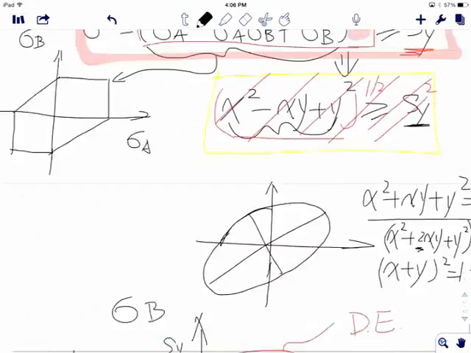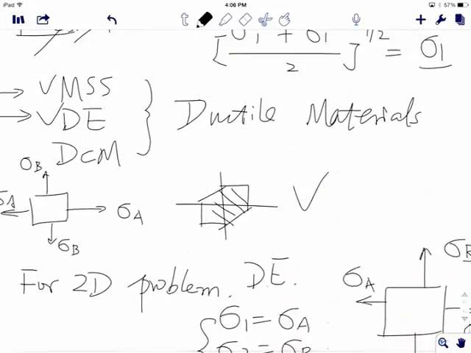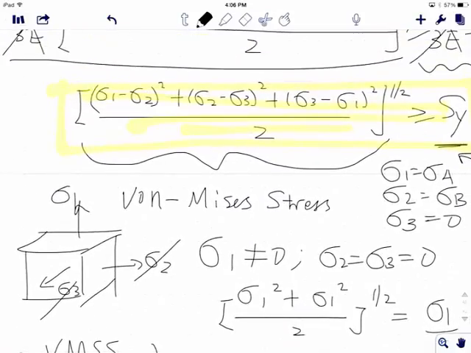Where is it? Where did I write it? Okay, here. Since finite element can tell you this, try to use distortion energy, which is accurate enough, because don't forget we have the design safety factor, right? Okay.